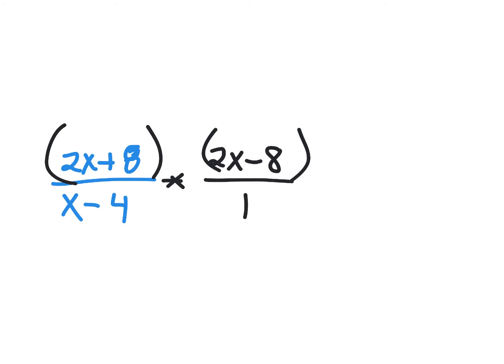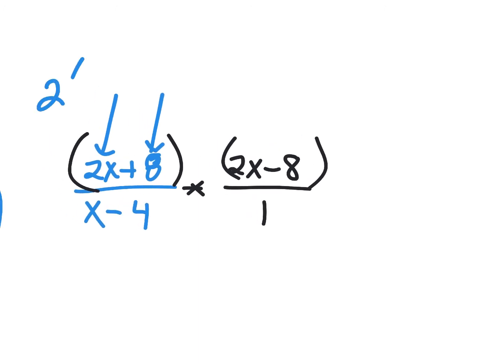So Taylor, what factors out of 2x plus 8? What's in both parts of that, Taylor? 2x. There isn't an x in both parts. 2. Just the 2. So that factors to 2 parentheses.